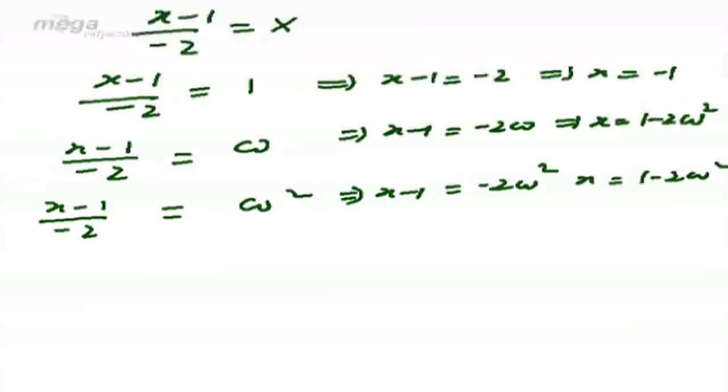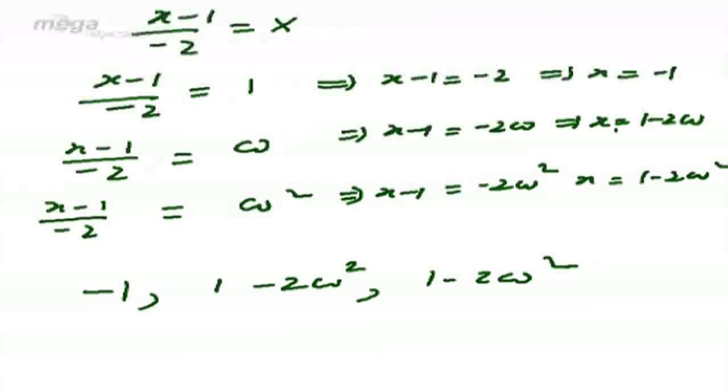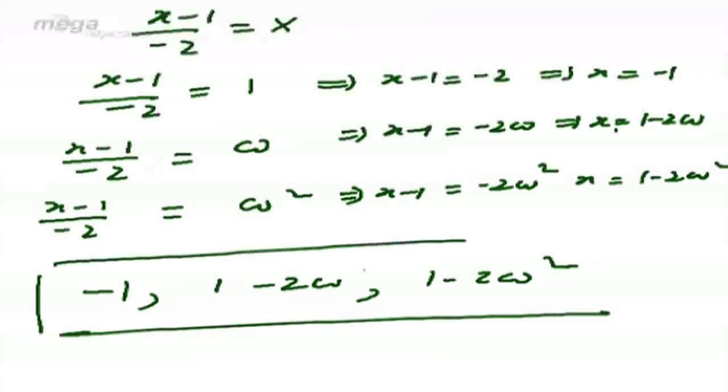So the roots of this equation will be given by minus 1, 1 minus 2 omega, and 1 minus 2 omega square. x minus 1 is equal to minus 2 omega, that is x is equal to 1 minus 2 omega, and (x minus 1) by minus 2 is equal to omega square, that is x minus 1 is equal to minus 2 omega square. So x is equal to 1 minus 2 omega square. So the roots will be minus 1, 1 minus 2 omega, and 1 minus 2 omega square.